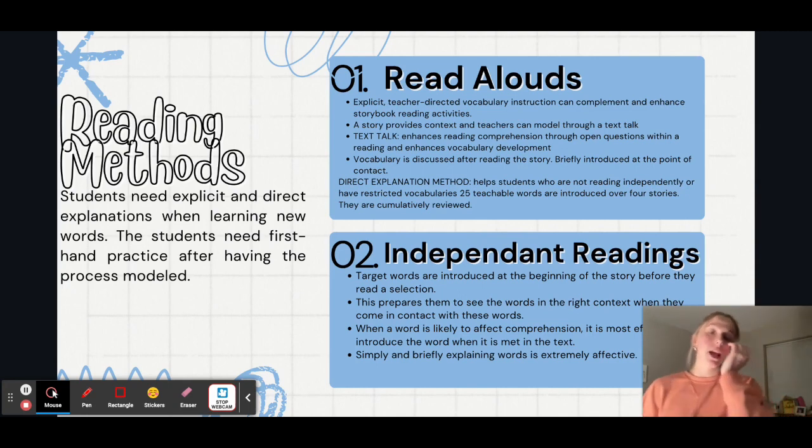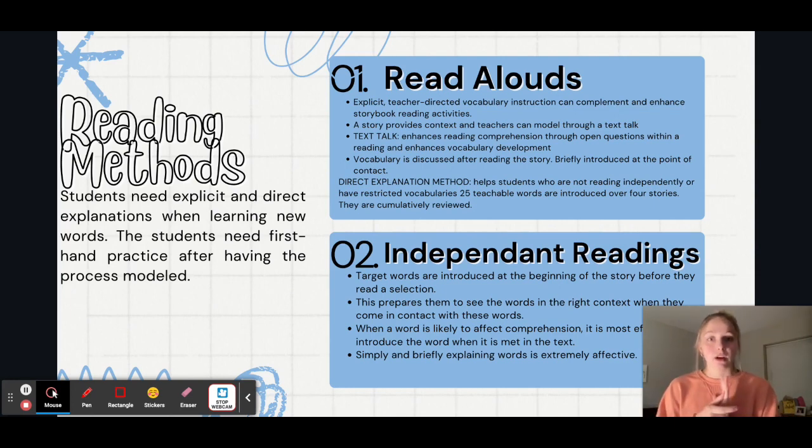And so we talk about this with a read aloud. Read aloud is obviously what we do. The teachers explicitly teach vocabulary instruction that complements and enhances the storybook reading activities that they're doing. A story can provide very rich context, and teachers can model through a text talk. A text talk is something that enhances reading comprehension through open questions within a reading and enhances vocabulary development because of that. That's honestly kind of like a book study. You want to go through words, you want to open up the floor for discussions for these words, give students opportunities to talk, but also directly model during these instances.